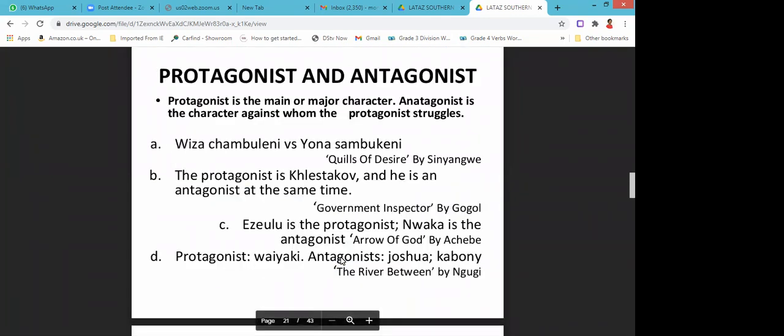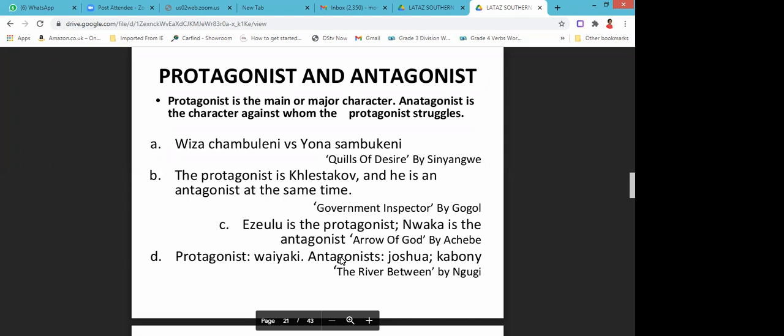Now we will look at the first two types, protagonist and antagonist. A protagonist is a main or major character, while the antagonist is a character with whom the protagonist struggles. So the good guy and the bad guy, or the good guy and the villain.